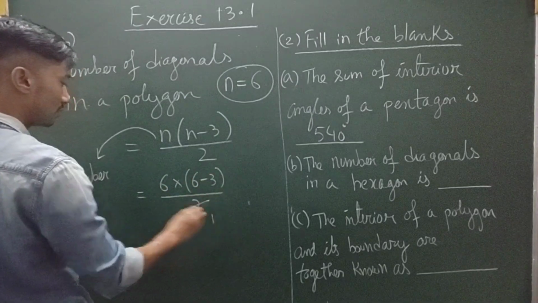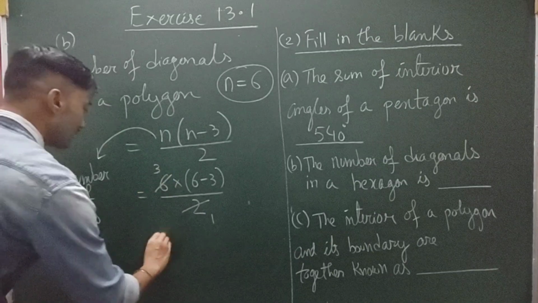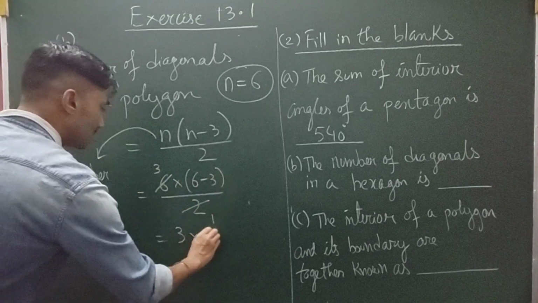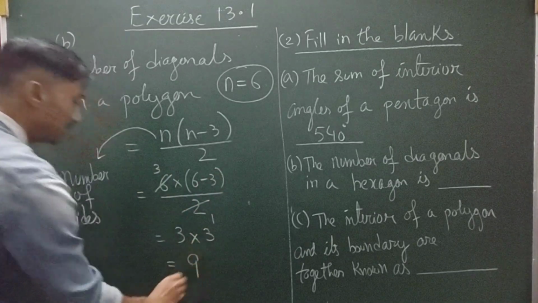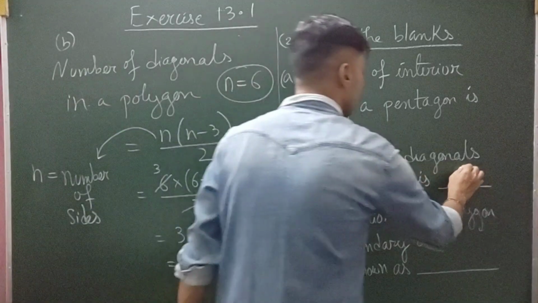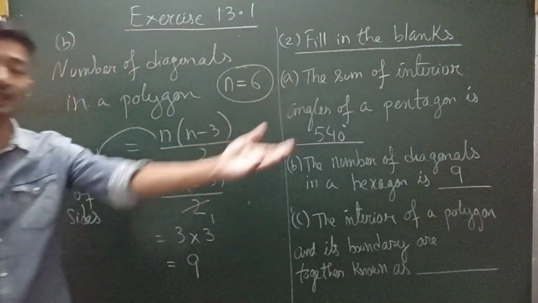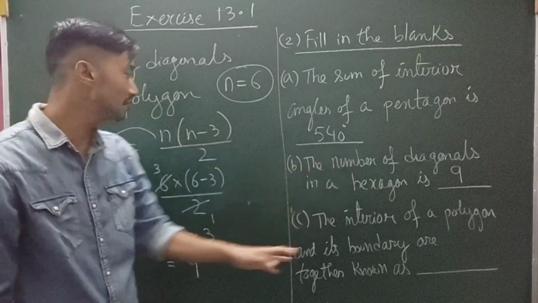So this one we can cancel. 2 1s are 2, 2 3s are 6. So this is going to be 3 into 6 minus 3, 3. So 3 into 3, how many? So we will be having 9 diagonals. Like that you can find out for any kind of polygon.